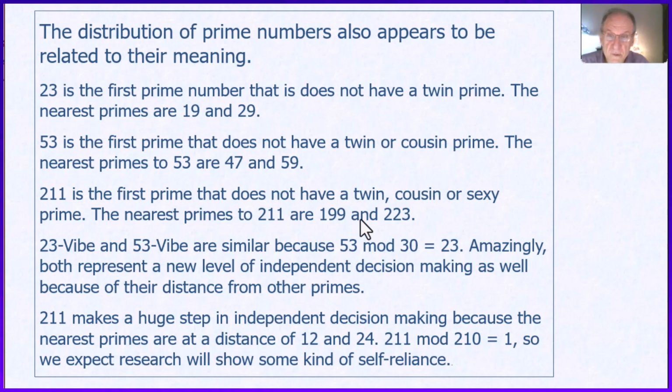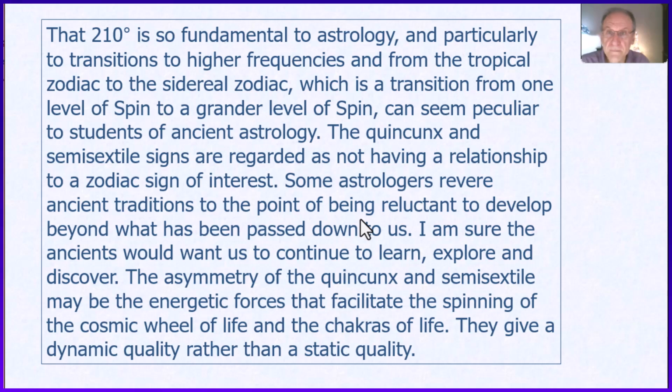Okay, and then 211 is the next level of independence. These are things that are useful to us in understanding how primes are distributed and how they affect the meaning of them. It helps us in our research to look for these things. We can find it much faster. We know what to look for.